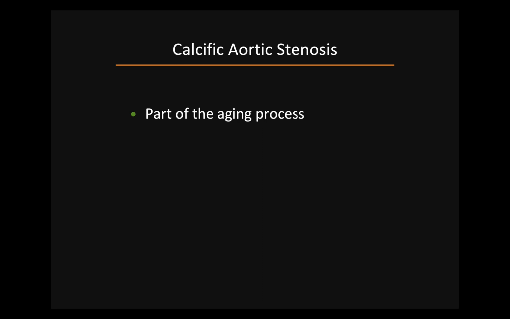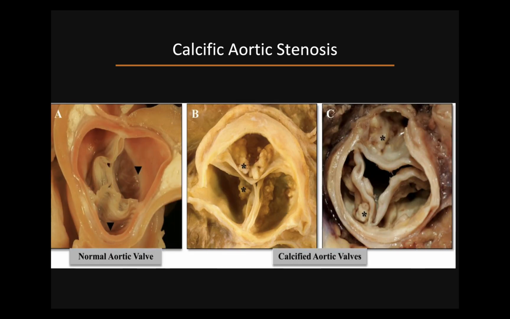Calcification of the aorta can cause stenosis, and this is part of the aging process. So basically what you see is that you get these little calcium nodules. Okay, so here's a normal aortic valve, and now you can see these little lumps and bumps in there. This is calcium building up inside this aorta.